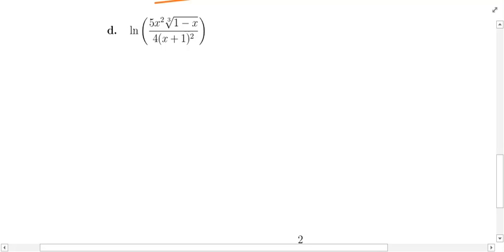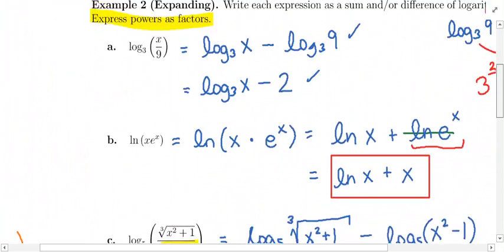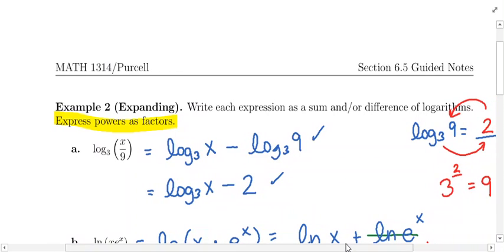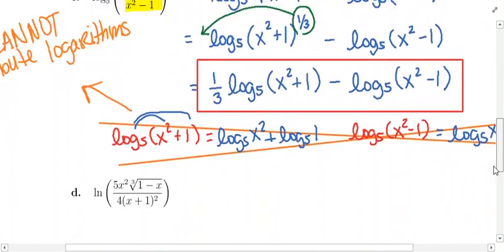In example 2D, we have another logarithm that we are going to try to expand into multiple logarithms. Remember what the directions read: write each expression as a sum and/or difference of logarithms, because you're taking one logarithm and turning it into multiple logarithms of the same base that you're either adding or subtracting together. And again, you're going to express powers as factors. I will remind you at the end of this example what that means.